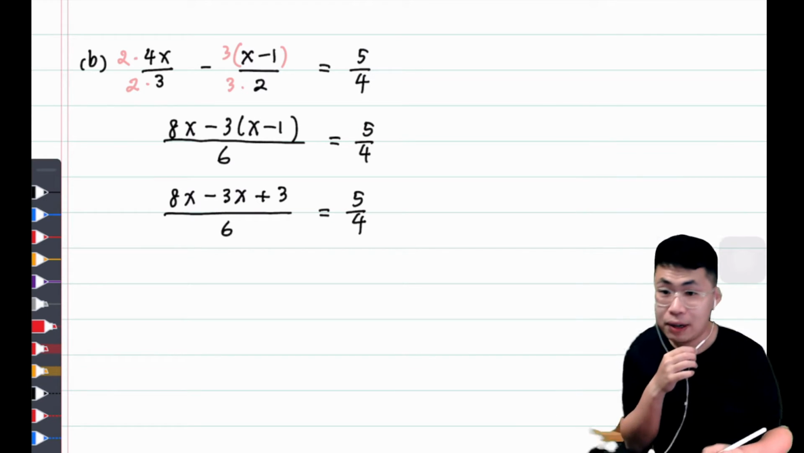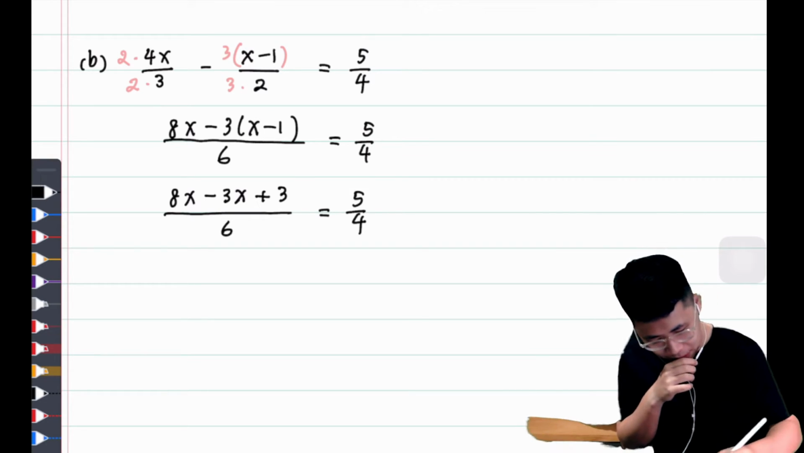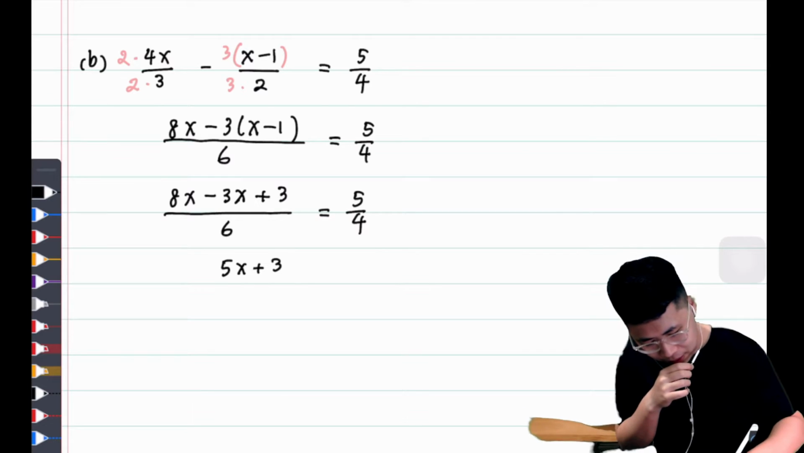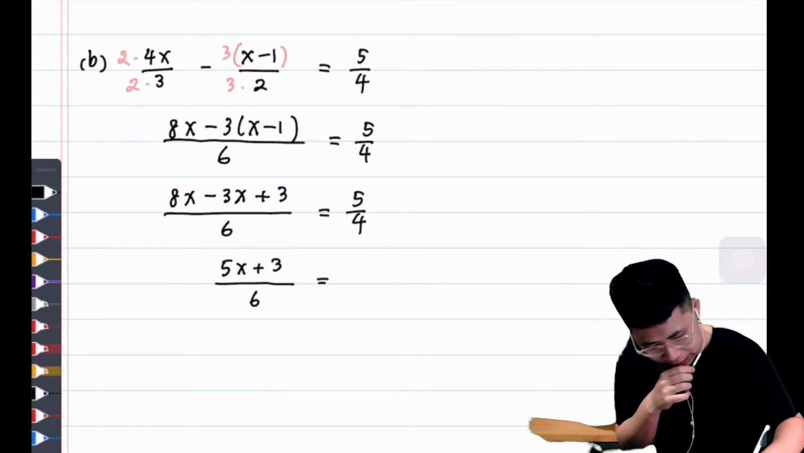And then now we are ready to simplify first. So 8x minus 3x, we have 5x, and then the plus 3 remains there, right, the like terms.